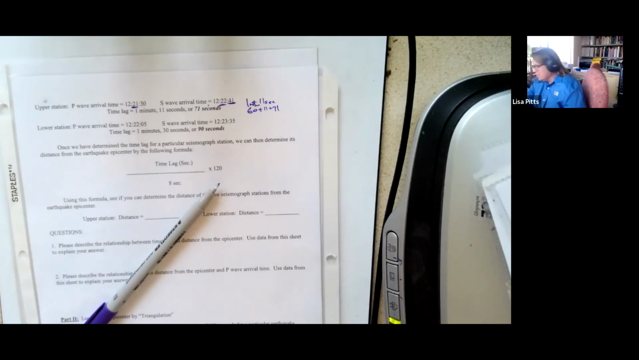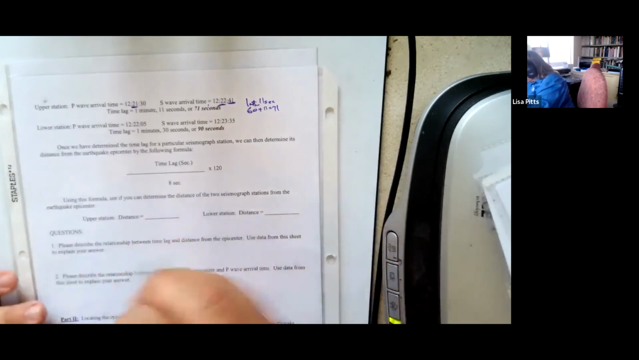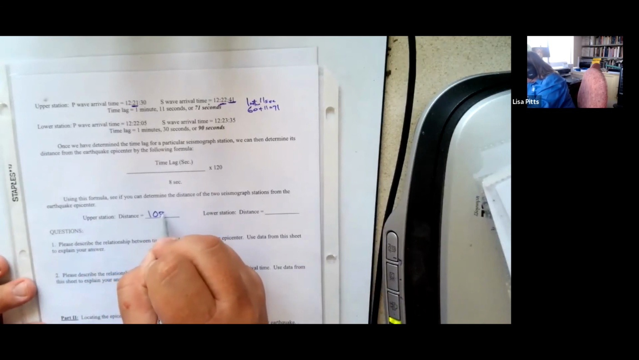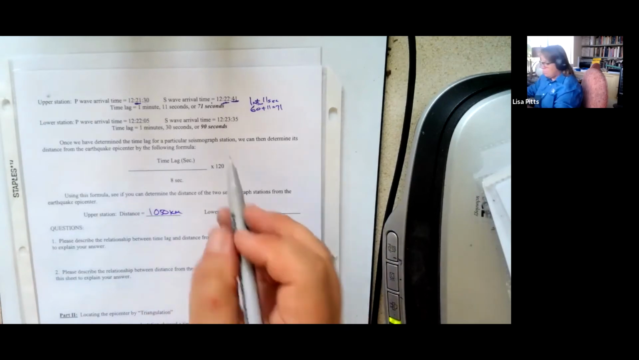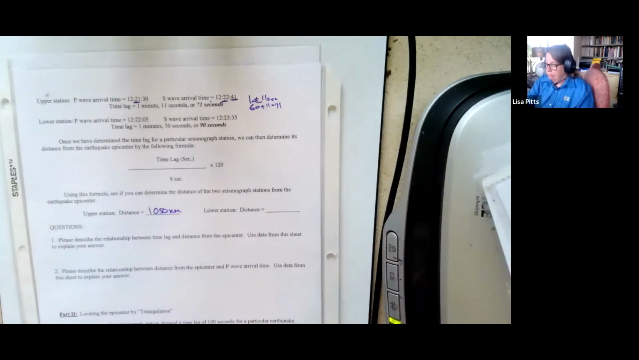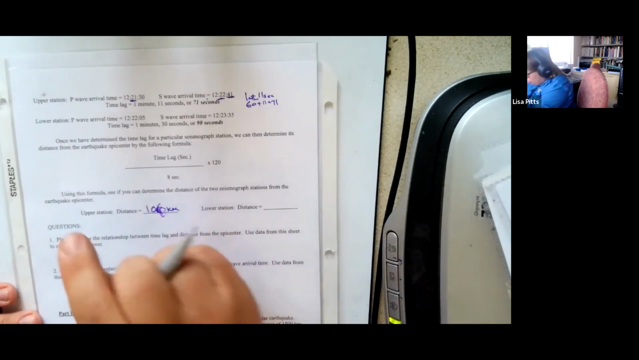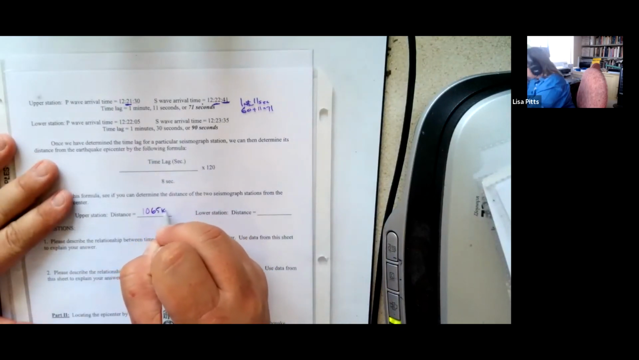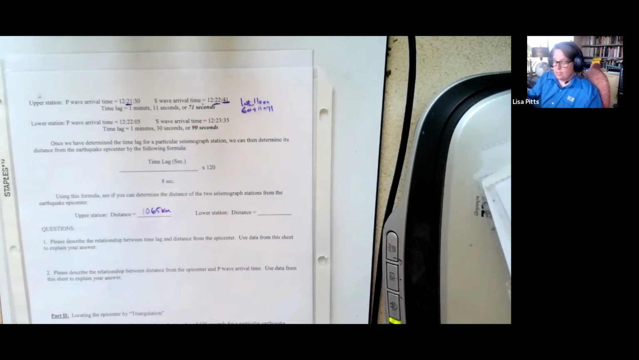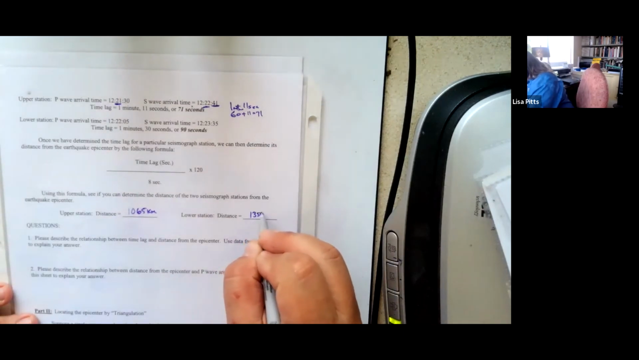So 70 divided by 8 times 120 is 1,050 kilometers. And then we do the second one. So 90. Oh, I think I only did 70. 71 divided by 8 times 120 is 1065. Darn it. 1065. It's important to put in the right numbers. 90 divided by 8 times 120 is 1350 kilometers.